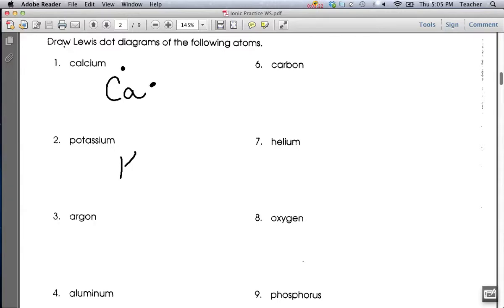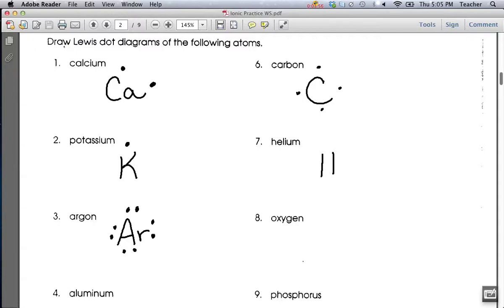Potassium, chemical symbol is K. It has 1 valence electron, so I only put a single one at position 1. Argon, chemical symbol is capital A, lowercase r. It is in group 18, so it has 8. So we fill them in 1, 2, 3, 4, and then we go around again. 5, 6, 7, 8. Remember, the maximum that we can have on any side is 2. Carbon has 4. So we put 1 on each side.